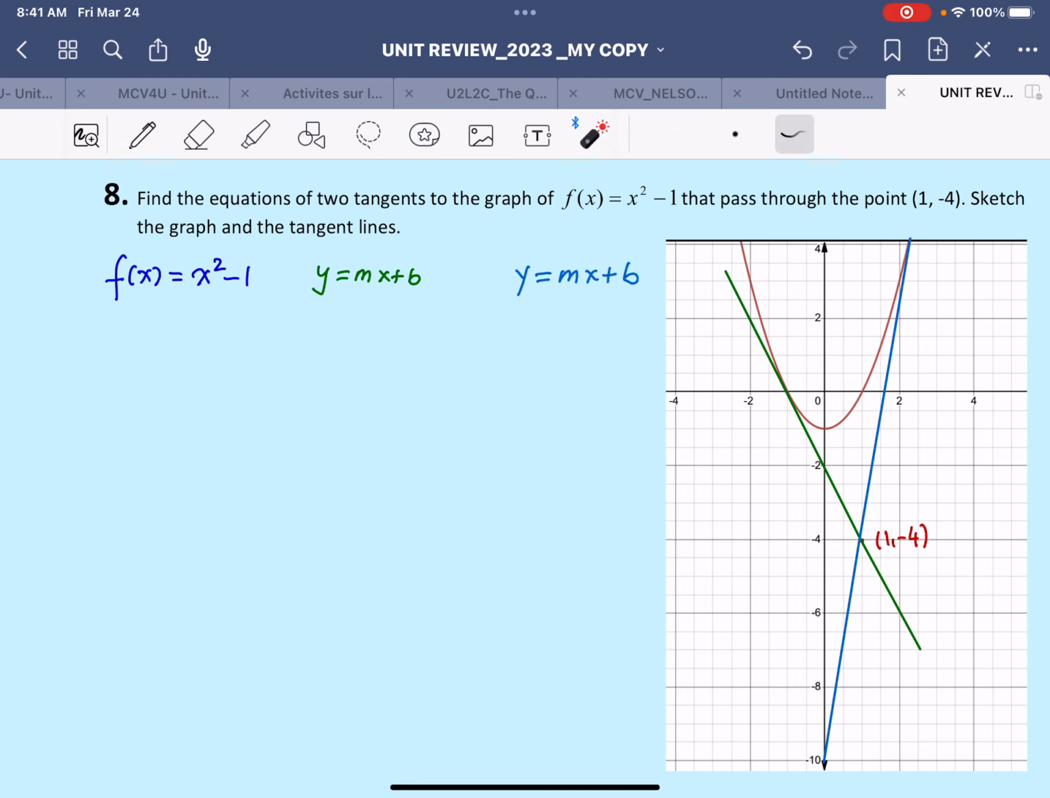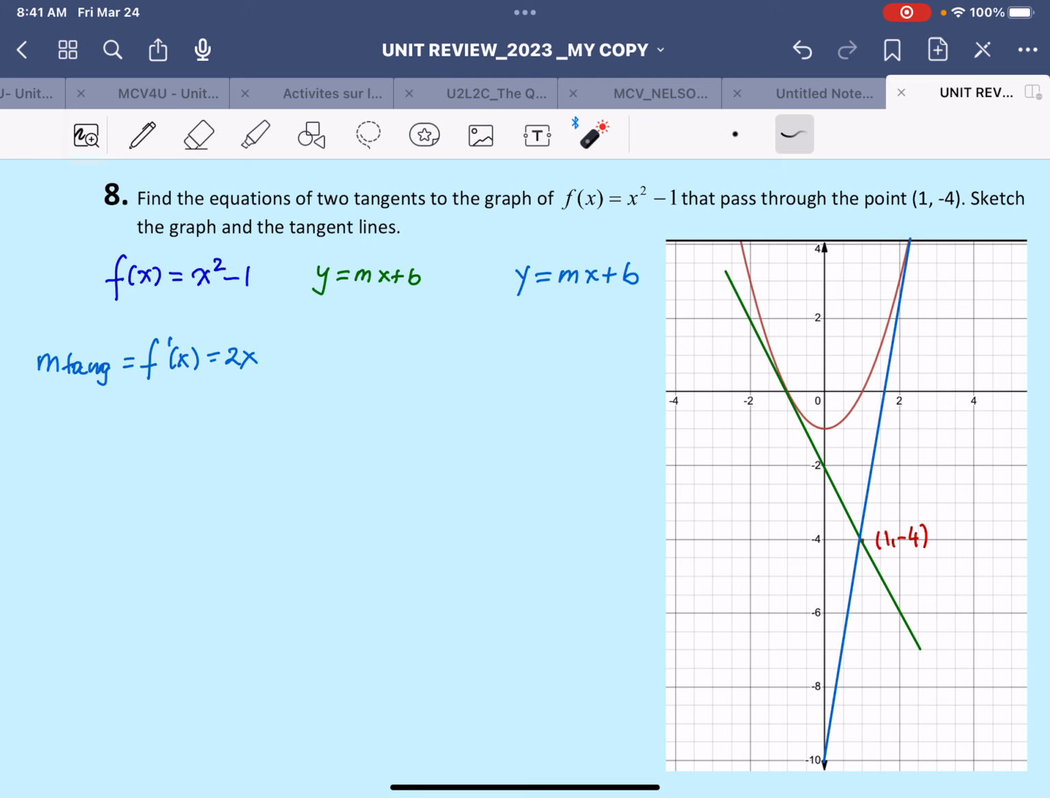In order to find the slope of the tangent, we need to look into the derivative of the function. We know that the slope of a tangent and the derivative of a function mean the same thing. And in our case, we have f prime of x equal to 2x. So 2x will be the slope of the tangent at any point on the parabola, including the two points where the two tangents are passing through.